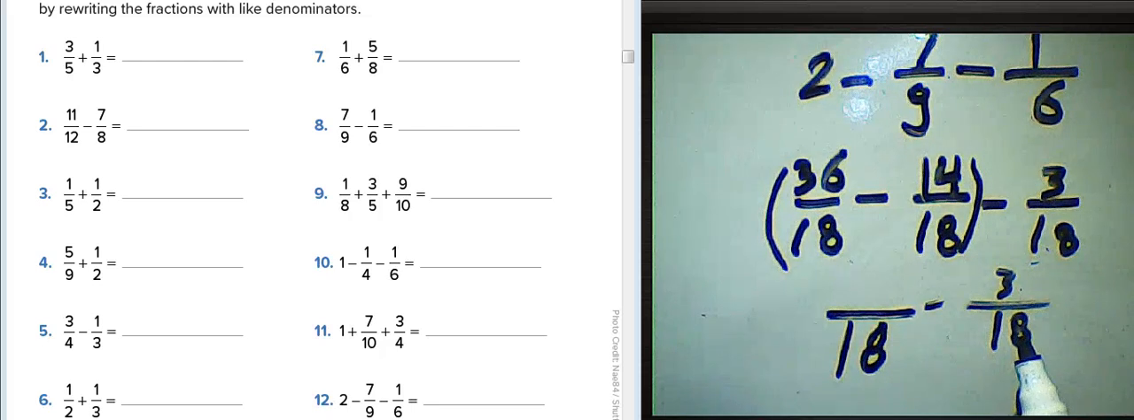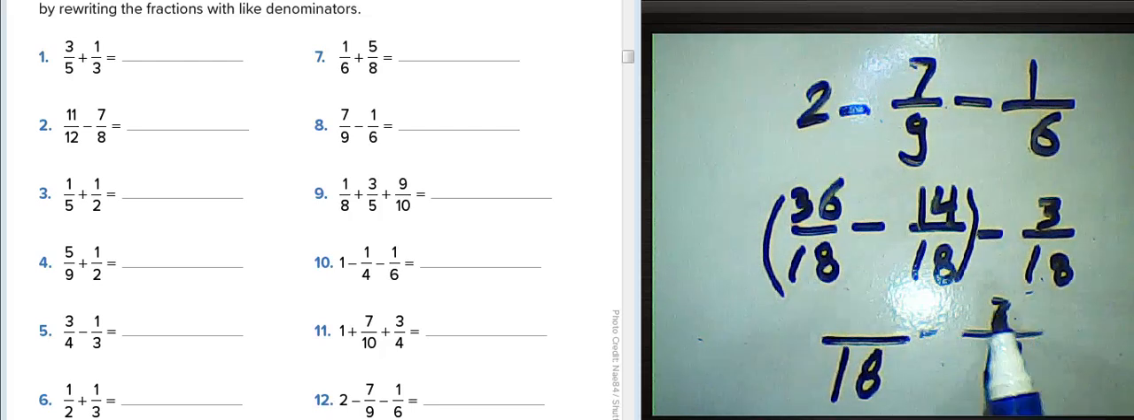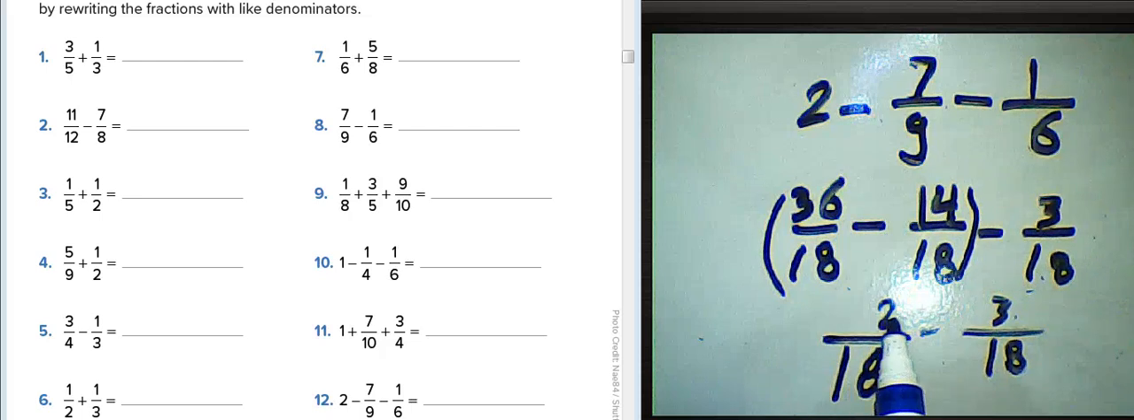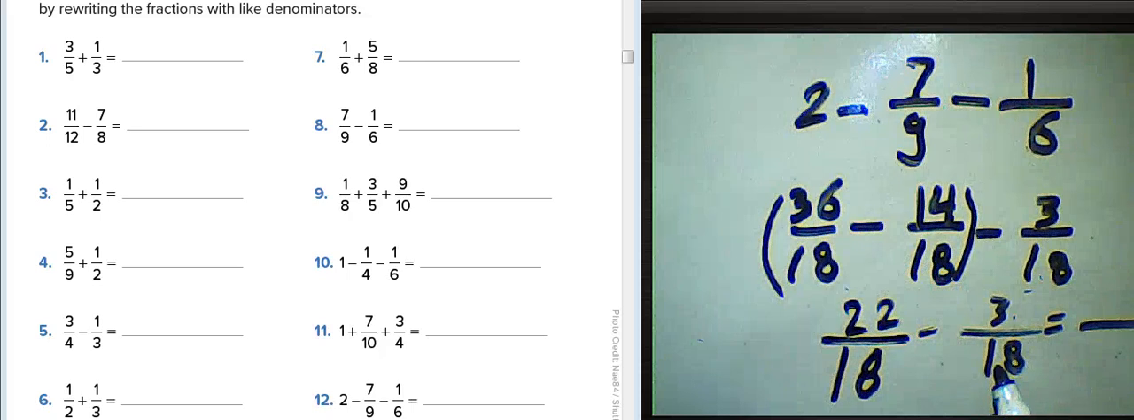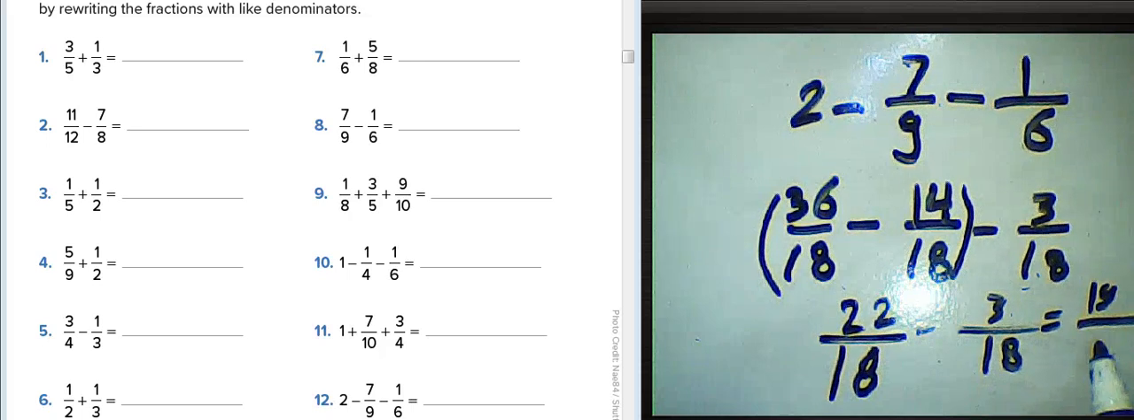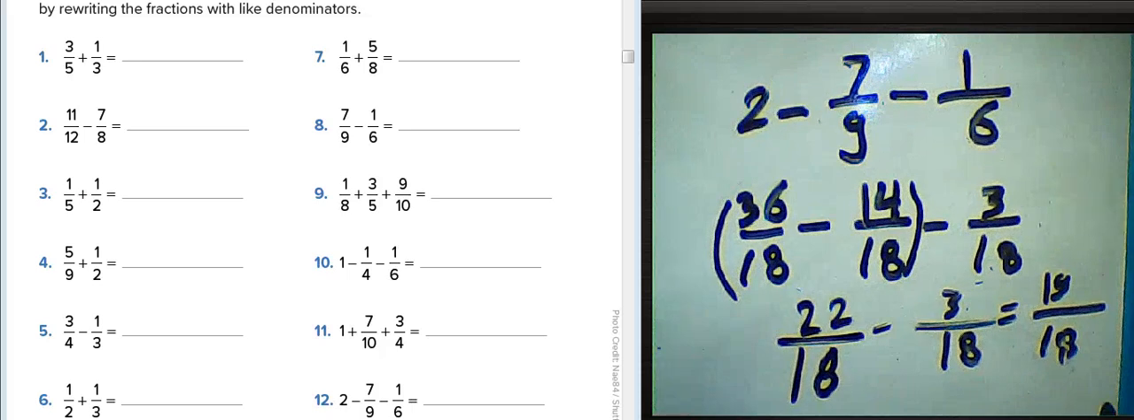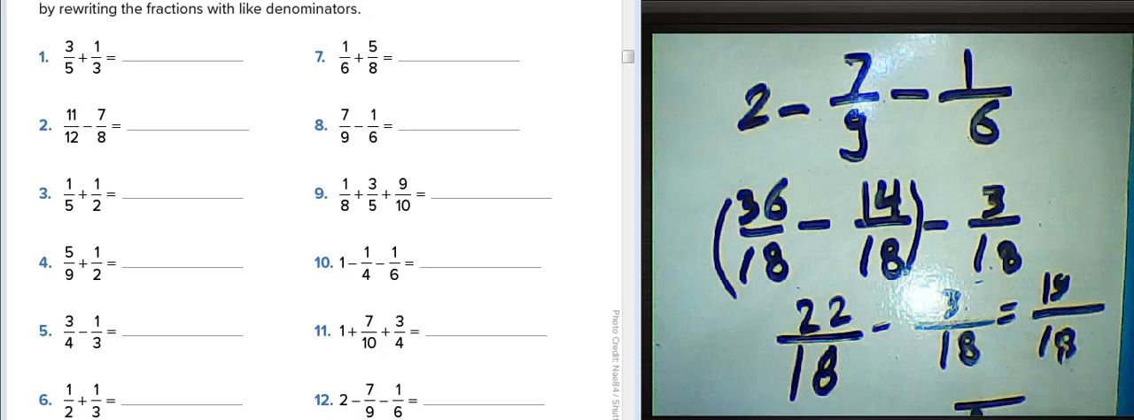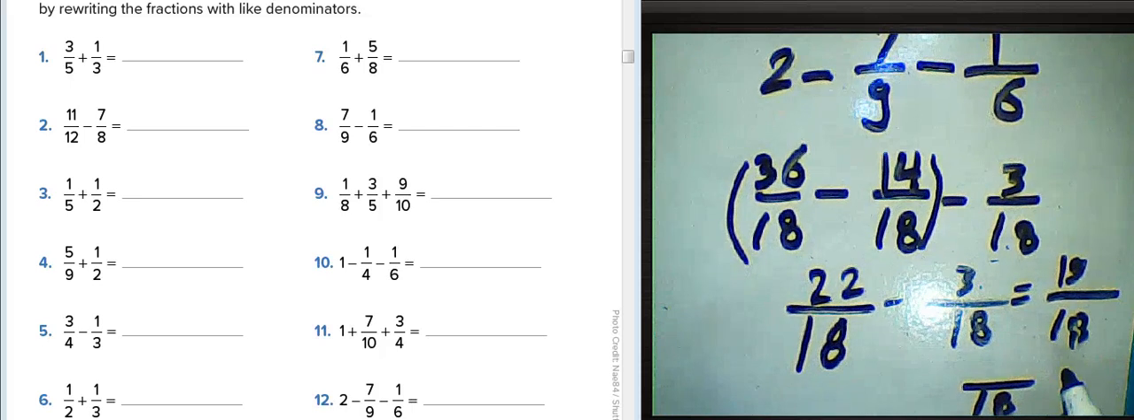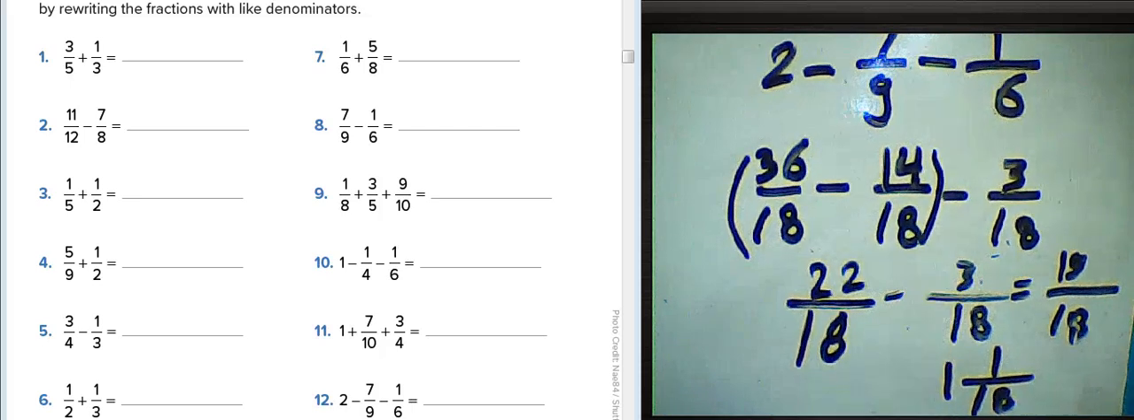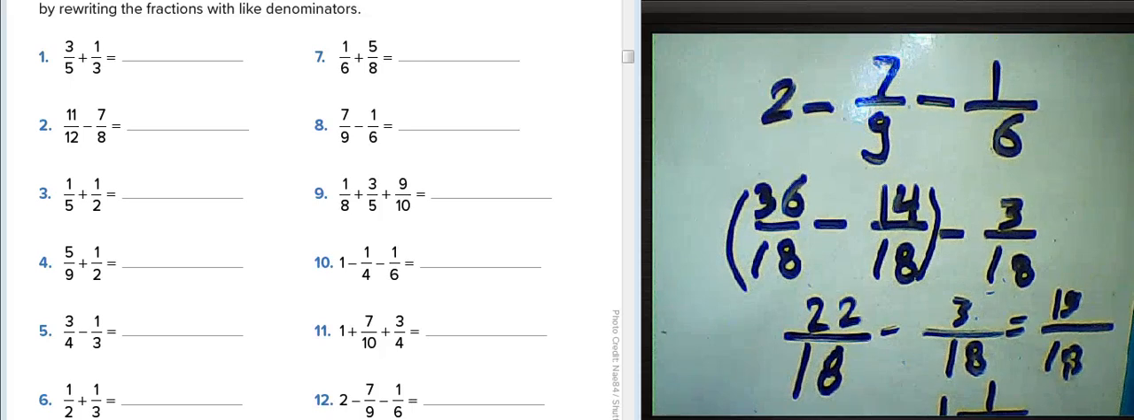Okay, associative, about this example. We can't use commutative because it's a difference, so we must use the properties of associative. 36 minus 14, 4 minus 6 equals 2, and 3 minus 1 equals 2. 22 minus 3 equals 19. 19 over 18 is greater than 1. It's improper, so we must convert from an improper fraction to a mixed number. We know 18 goes into 19 once with remainder 1. The result will be 1 and 1 over 18.